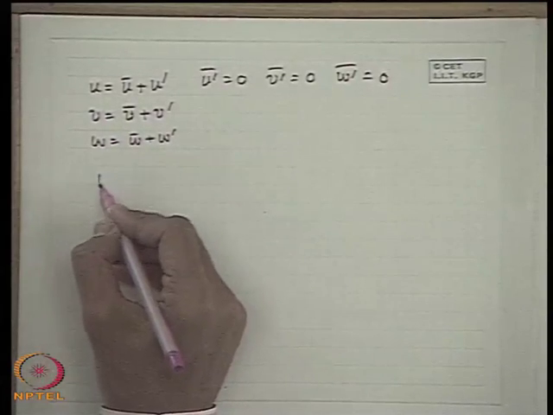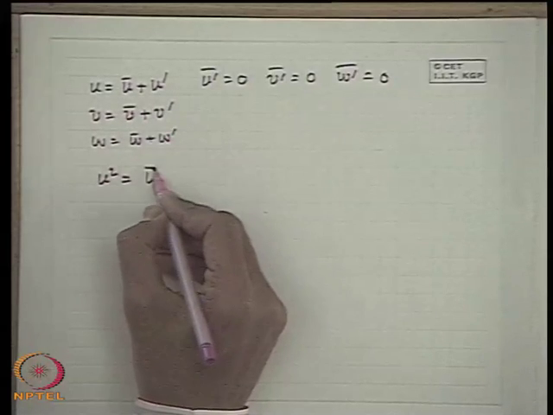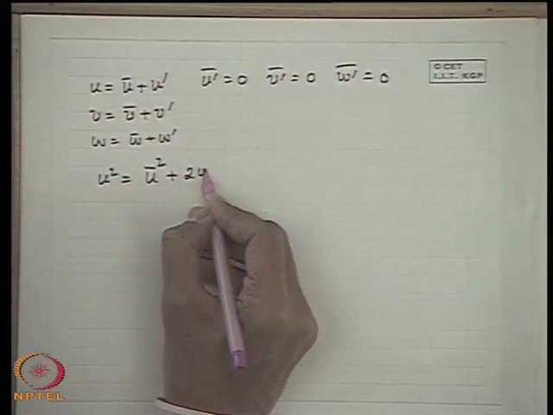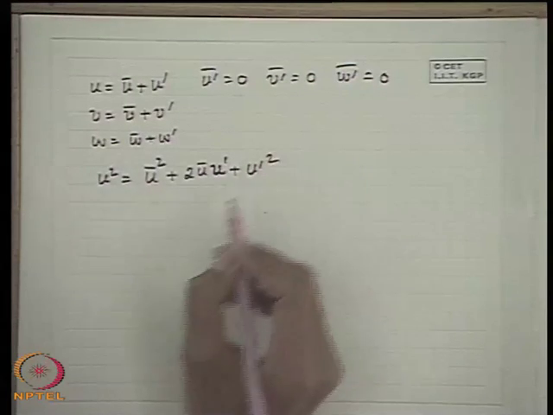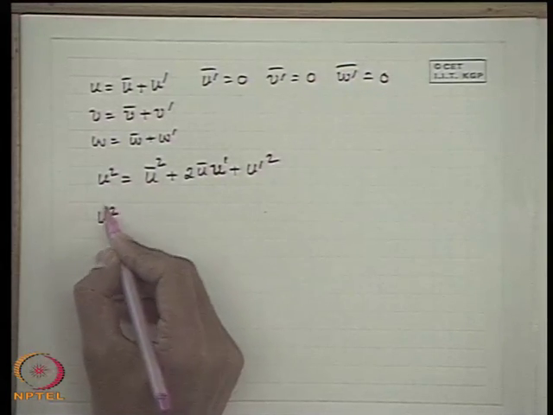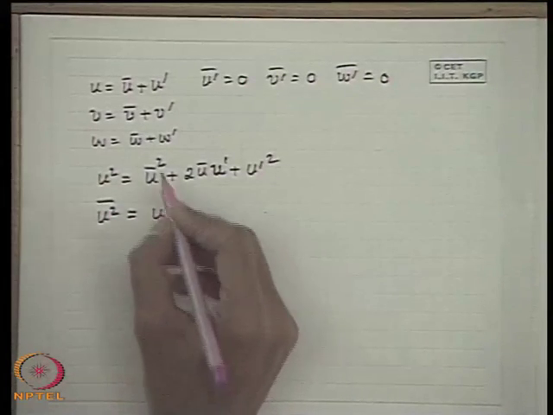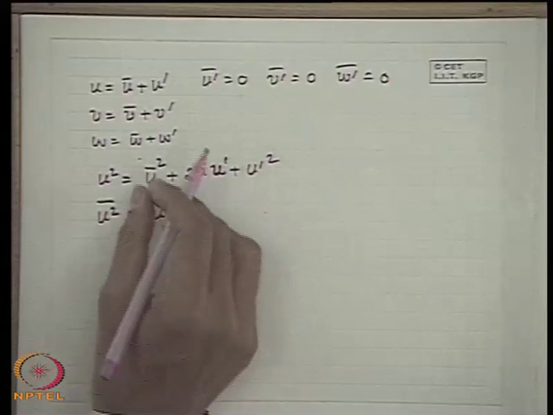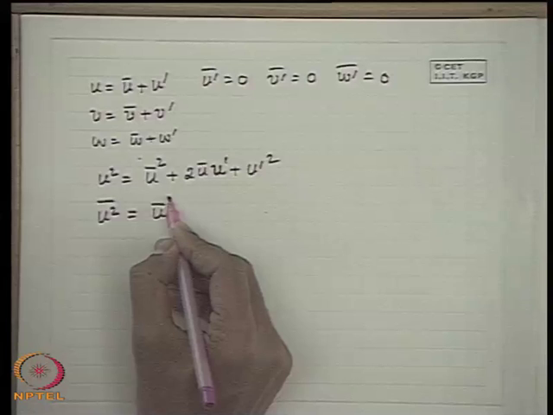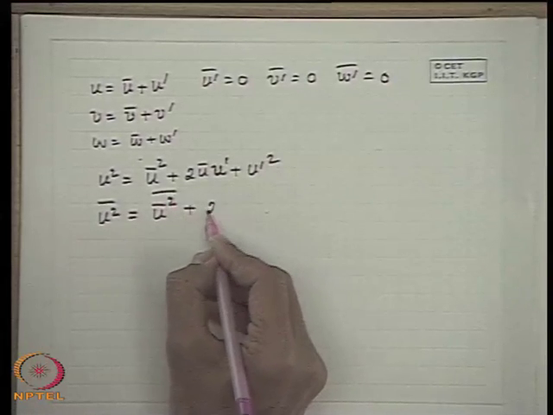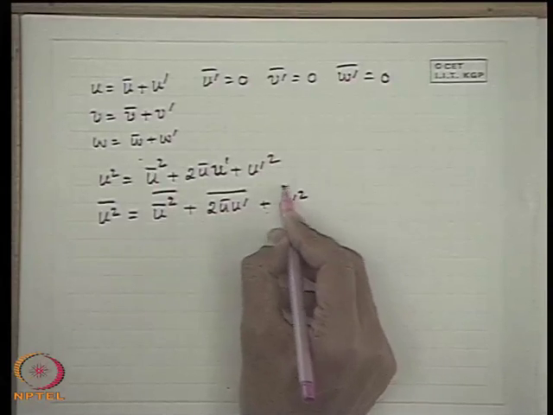What is this? Let us find out u square, that means square this quantity. So this will be the square of u bar, plus twice u bar u dash, plus u dash square. Now if we average the square of u, that means the time mean value of the square of u, what do we get? We have to average this entire term, that means the average of all these three terms is the sum of the averages of these three terms. So we average separately, plus the average of the second term. Average means time average value, time mean value.